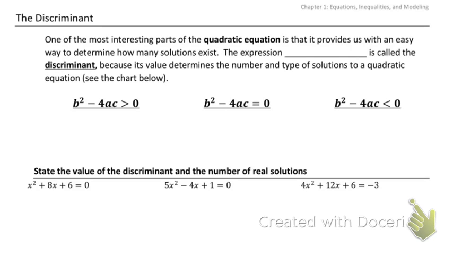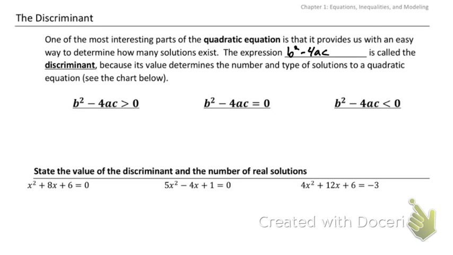One of the most interesting parts of the quadratic equation is it provides us with an easy way to determine how many solutions exist. The expression b squared minus 4ac is known as the discriminant because it determines the number of solutions that you are going to have. That is what's underneath the square root symbol. That's all you need, and you can tell me how many solutions something's going to have.